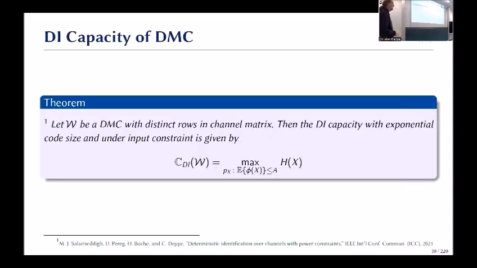And the first theorem we get is: when W of a DMC is the transmission matrix with distinct rows in the channel matrix. So it's really necessary that all rows are distinct. Then the DI capacity under input constraint is given by this formula here. You see, we take the maximum over all P_X, and here we have the entropy of X. So it's much better than in the channel case, where we have the mutual information.